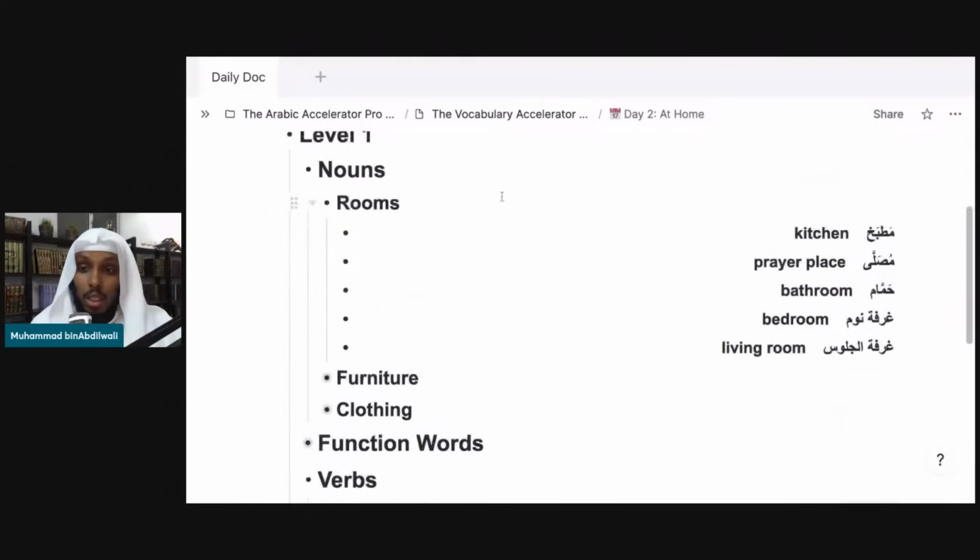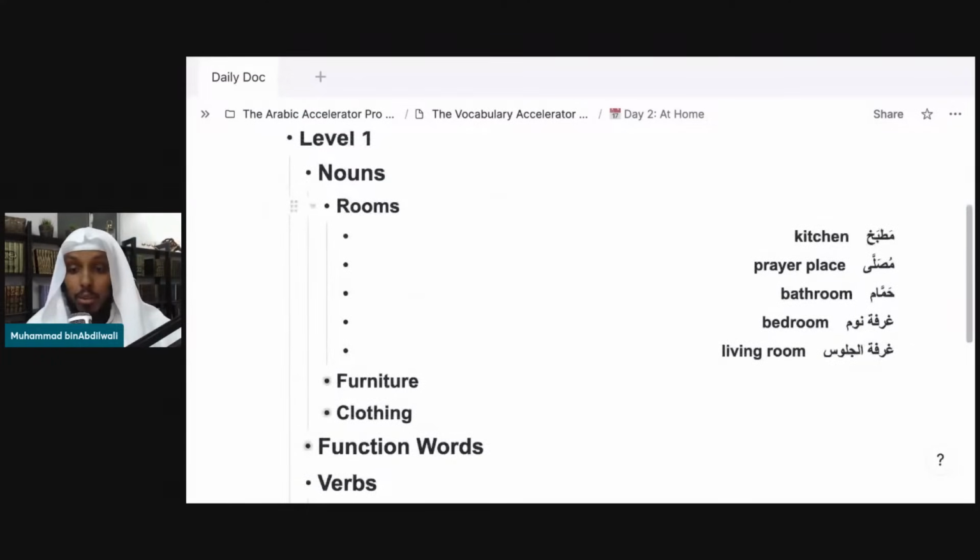Rooms, obviously, in the house, you have matbakh, which is kitchen, musalla, which is a place where you pray. Not everyone has a musalla at home, but it's good to have one. If you have a dedicated room, alhamdulillah. If not, your musalla might be a corner in the room. Musalla literally means a place of prayer. So it could be anywhere.